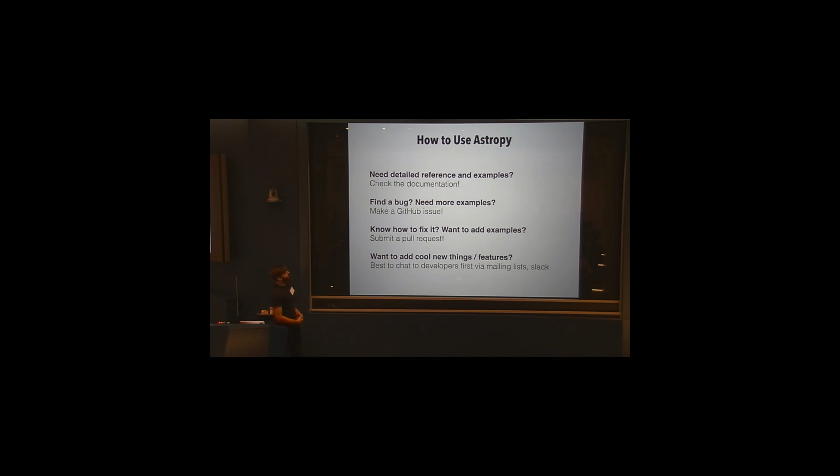Now to switch, for new users, to just a quick few-step list of how to actually use Astropy. It seems like there's a lot of stuff in there. How should I use it? Well, you can install the package, and then many other packages as well. Then you can look at the documentation for reference, for examples. If you find maybe there's a bug in the code or you think the documentation needs more examples, make a GitHub issue and open a discussion with the developers. Maybe you know how to fix that bug you found, or you know what examples would be useful to add to the documentation. Submit a pull request with those changes.